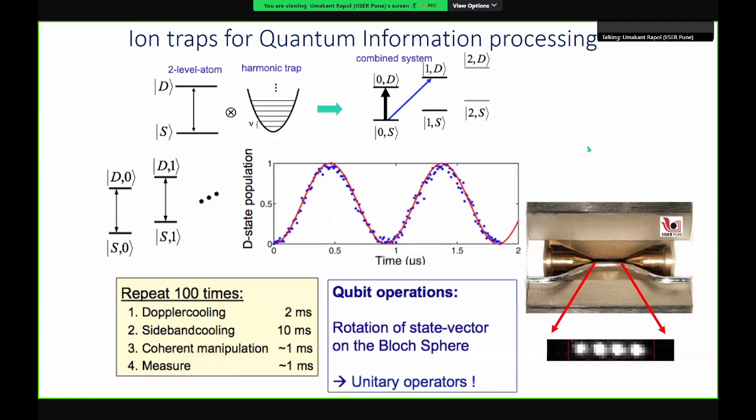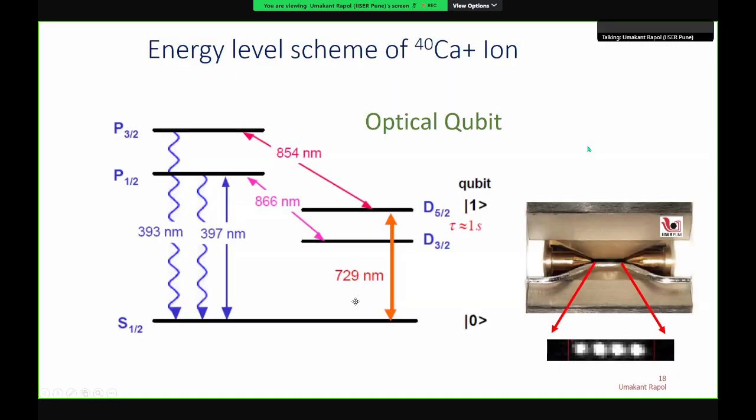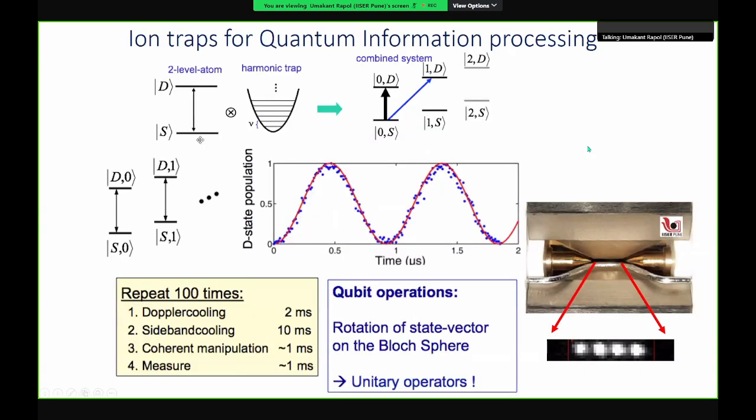So how is quantum information processing done with these ions? Here, the two-level system that we will be referring to is this S and D state, where the ground S state and the excited D state form the qubit transition. For now, for the discussions in this talk, we will only refer to the optical transition. Now this S and D state.